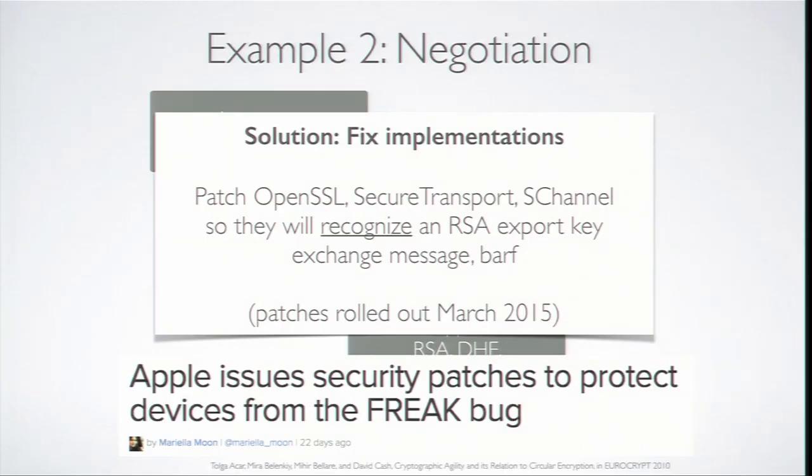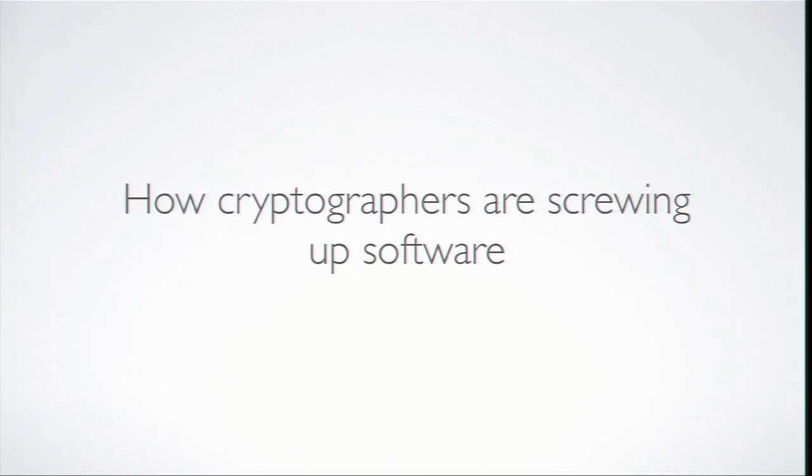Okay, so this thing was called Freak, by the way, that I just talked about. And a bunch of people finally issued patches. It took months and months. Okay, so I hope, just given this little taste, I've convinced you that cryptographers kind of suck, that we're doing things wrong, and we're trying to get things right. We're just getting to the point where we know how to do things a little bit better. But we're not great at this.